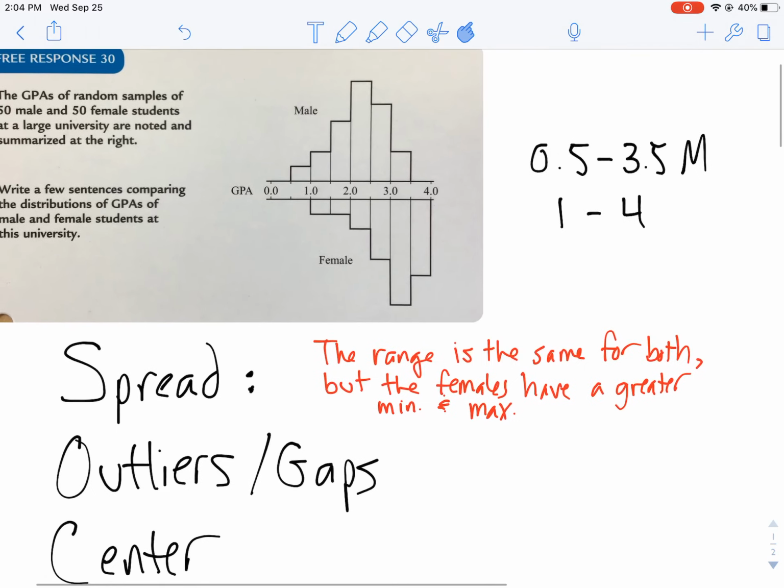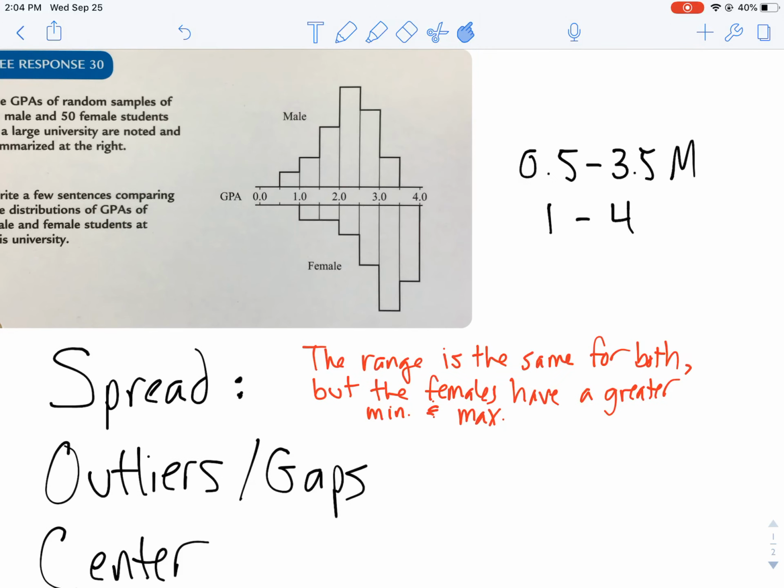That's important to know. Now, any outliers or possible gaps? I do not see any. So I don't see any potential outliers or gaps. So I'm going to take note of that too. That's important.